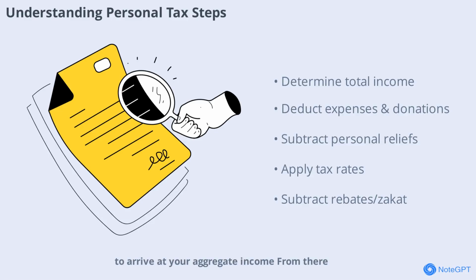From there, subtract personal reliefs. These are specific deductions like EPF contributions, insurance premiums, and lifestyle expenses. The result is your chargeable income. Then, apply the progressive tax rates to calculate your gross tax payable. Finally, subtract any eligible tax rebates or zakat payments to find your final tax liability. This systematic approach ensures you only pay what's necessary, making the process clear and manageable for everyone.